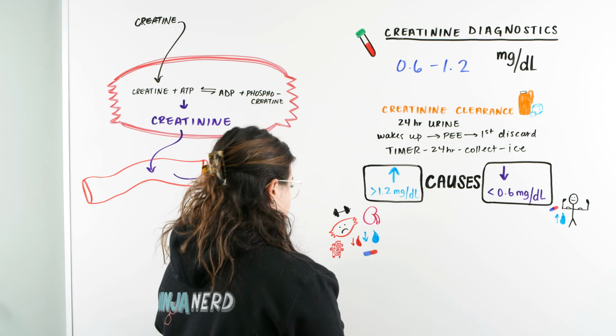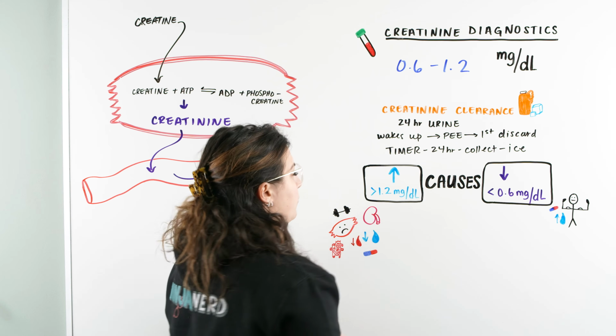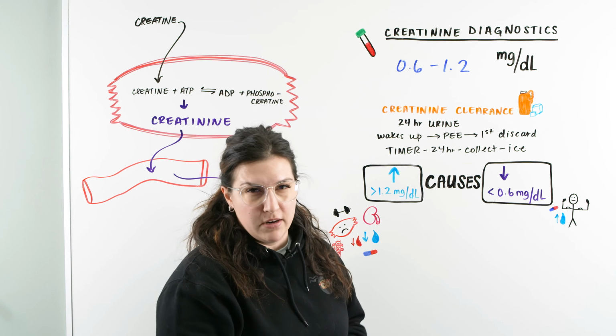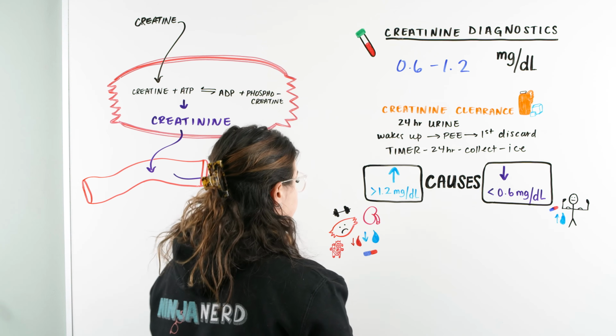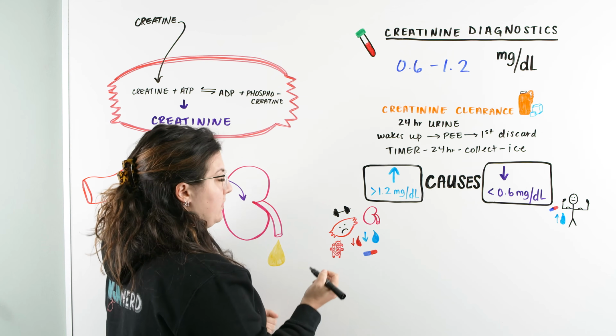So the first thing we can look at here, we'll just use black, it looks nice. If we have an increase, right, and this is the more common thing that we're going to see, is there an increase in creatinine? Meaning the number is higher than it should be, right? It's going to be greater than 1.2. What could be some of the issues here? And I drew these little diagrams that help you to figure it out.